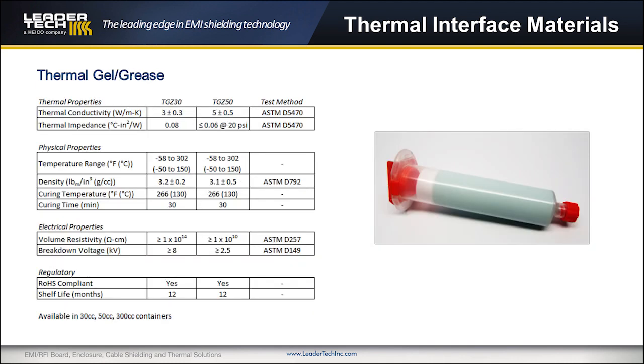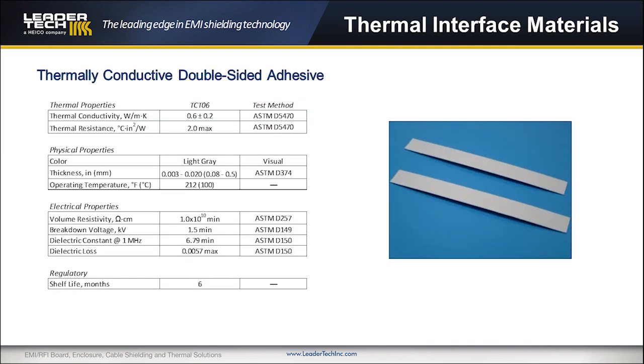Thermal grease or TGZ material is available with thermal conductivities from 3 to 5 watts per meter Kelvin. It is a highly conformable pre-cure grease with low mechanical stress, able to fill the smallest of gaps. Thermally conductive double-sided adhesive, or TCT06, are highly conformable thermal interface tape, able to bond surfaces and eliminate the need of potential mechanical fasteners in the design.